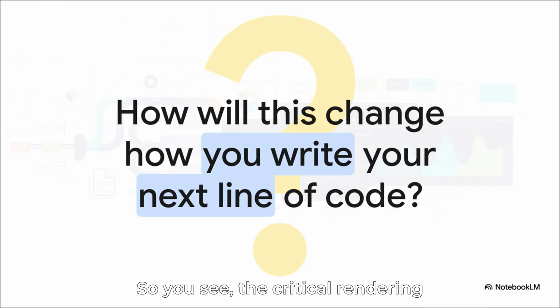So you see, the critical rendering path isn't just some abstract theory. It's a practical mental model for writing high-performance code. The next time you're about to write a line of CSS or JavaScript, you'll have this picture in your head of exactly how the browser is going to handle it. And that knowledge right there is the key to building websites that don't just work, but feel incredibly fast.